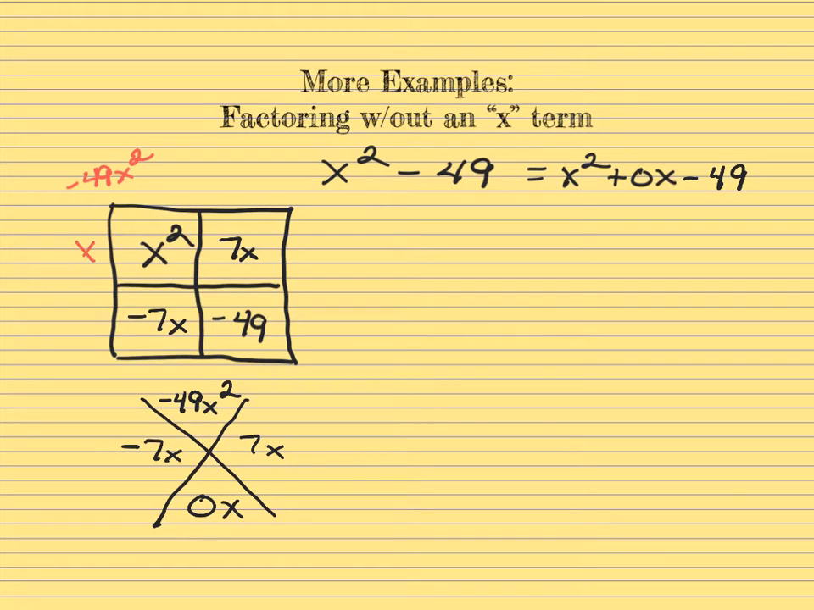I need an x and an x to multiply to give me x squared. I'll need a negative 7 over here to help me find my negative 7x. I'll need a positive 7 here to multiply to negative 49, and that will also help me multiply to positive 7x in the upper right-hand corner. That means that x squared minus 49 factors into x minus 7 times x plus 7.